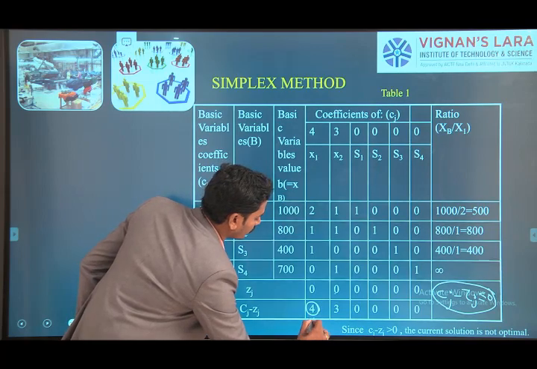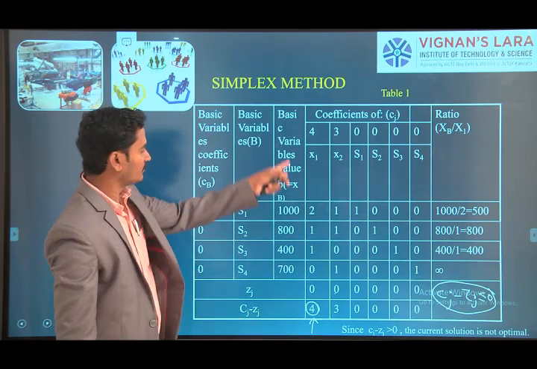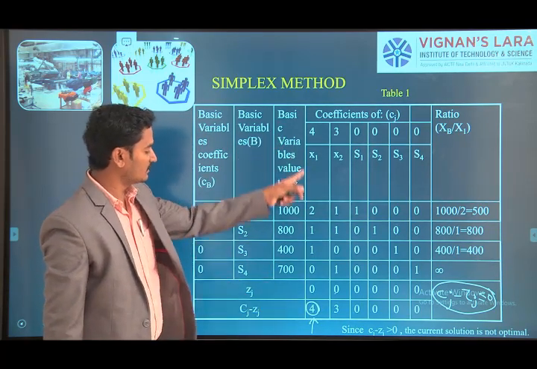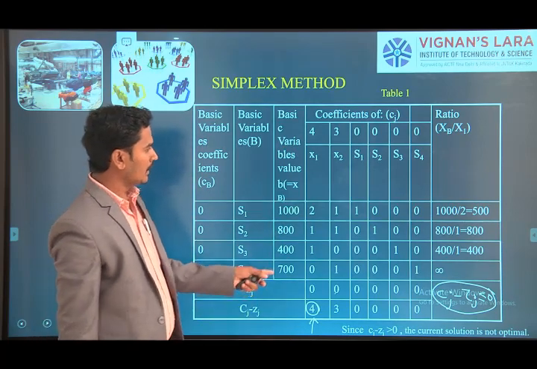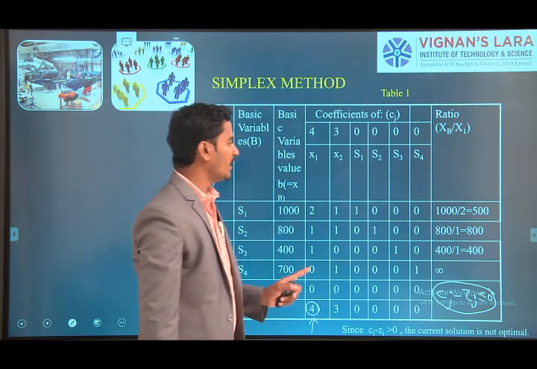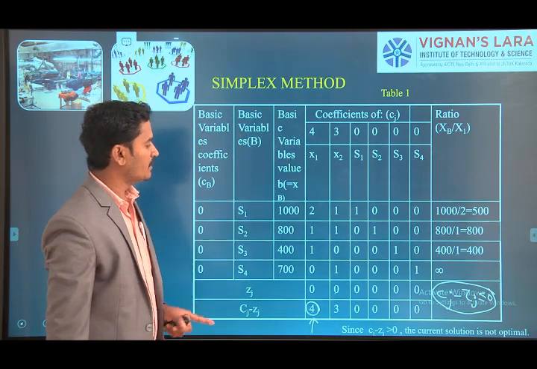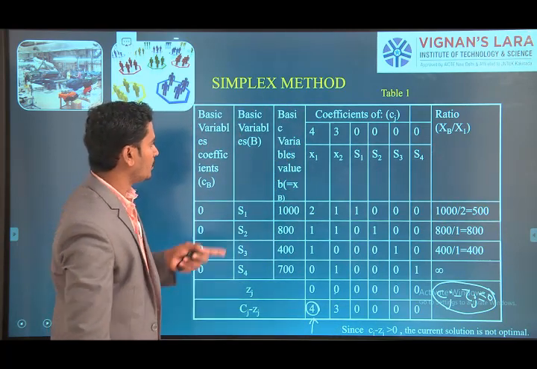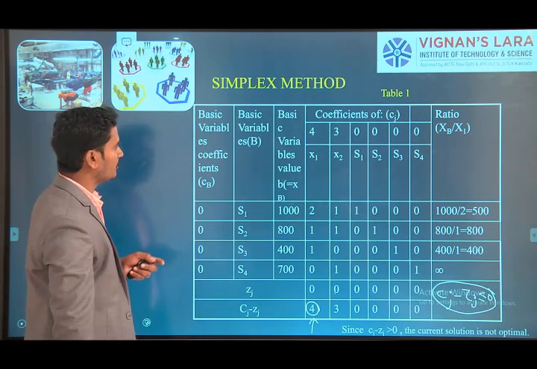That's why now we are going to take this column, which is called the key column. Then we are going to identify the key row. How do we identify the key row? Based on the minimum ratio, we are going to identify the key row. What is the minimum ratio? How do we calculate the minimum ratio?